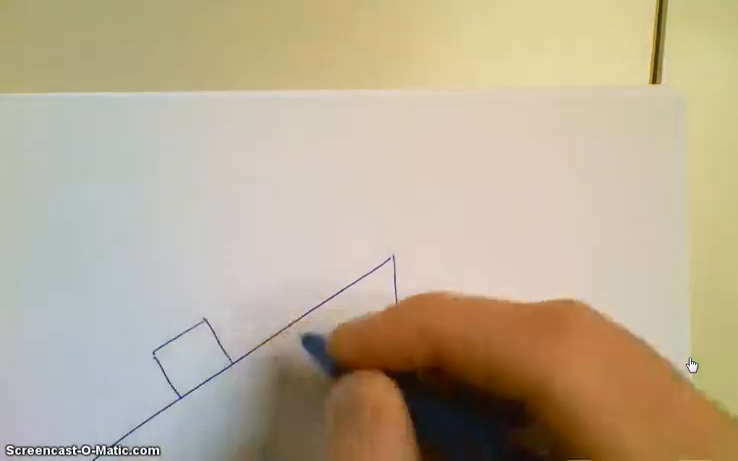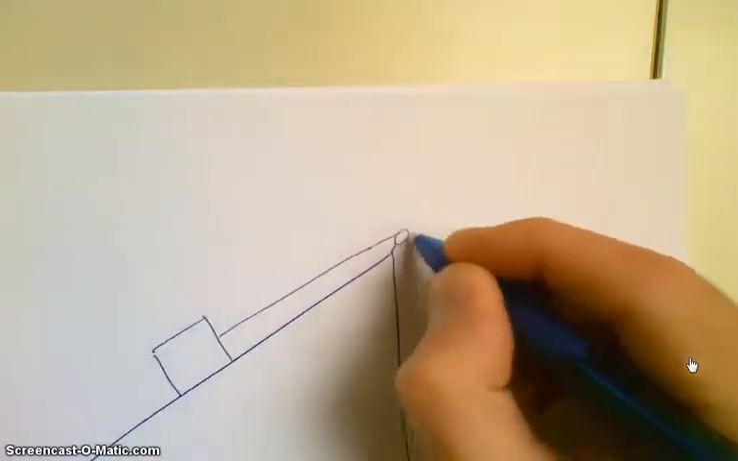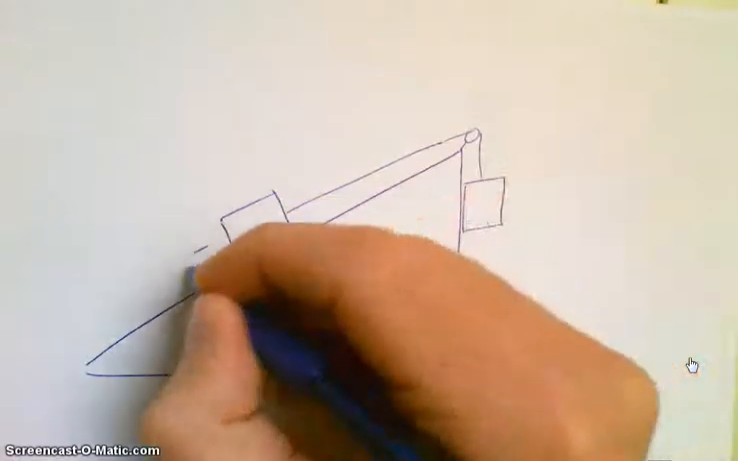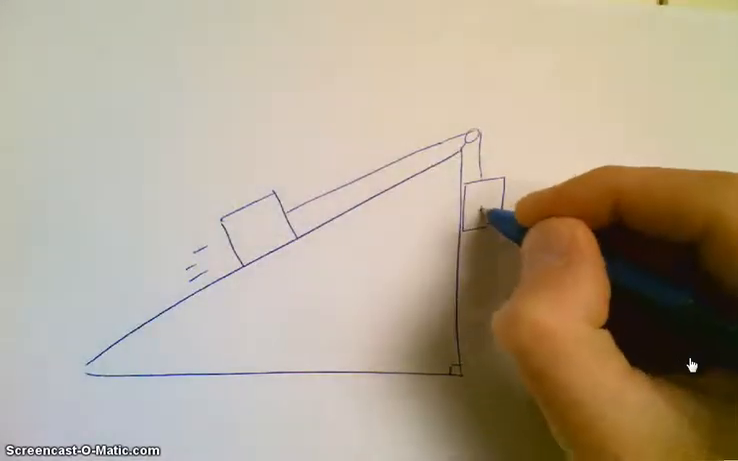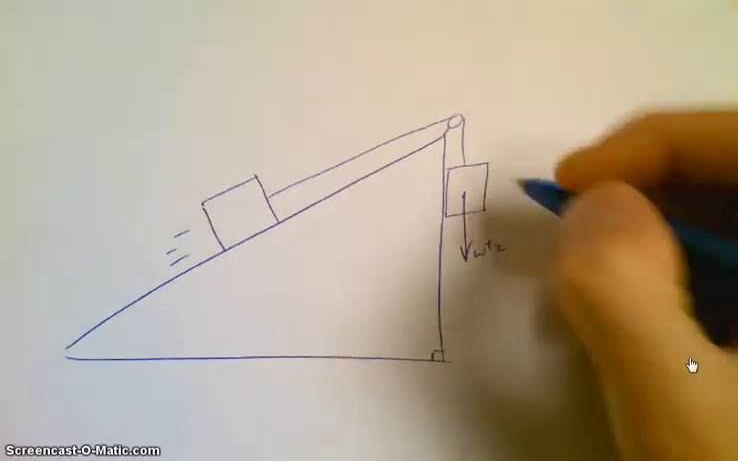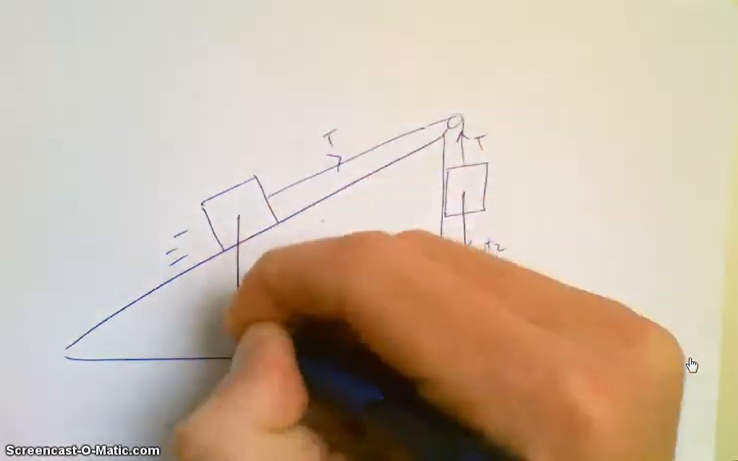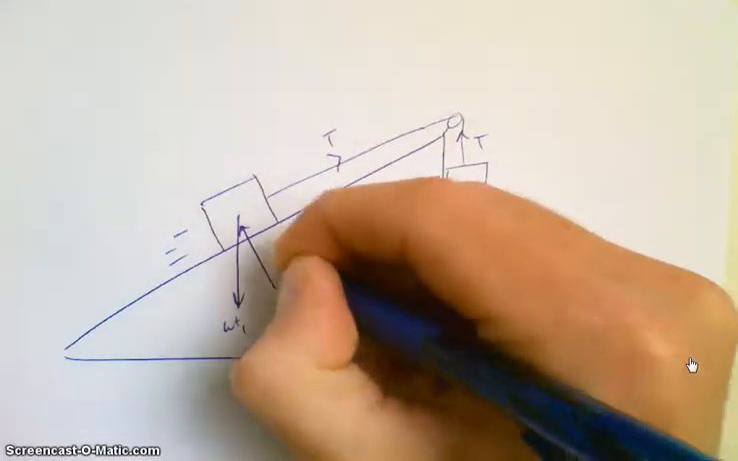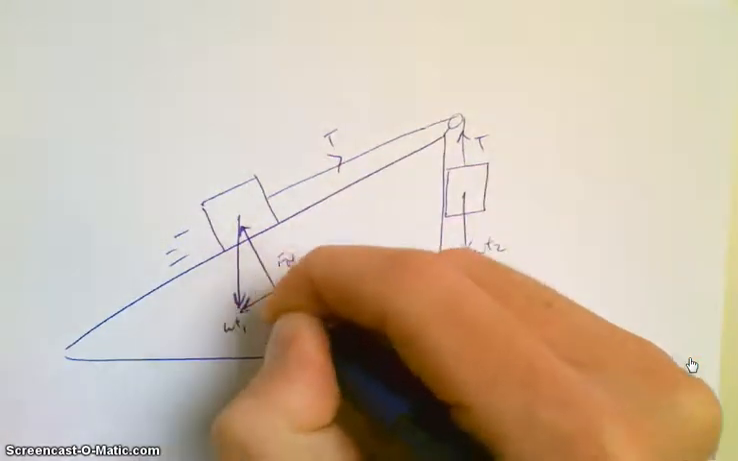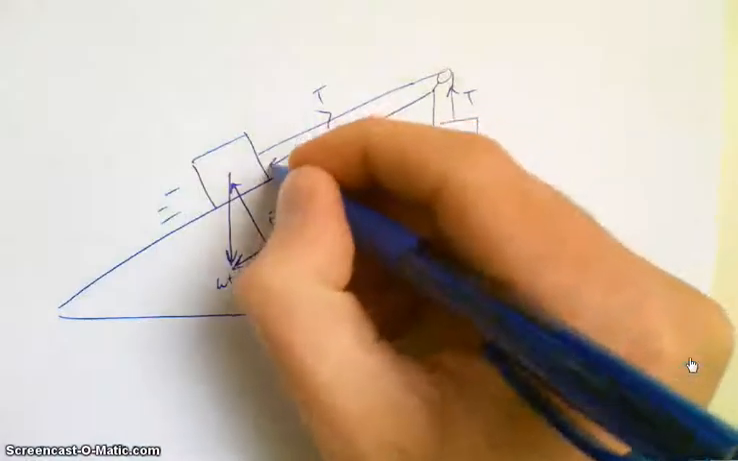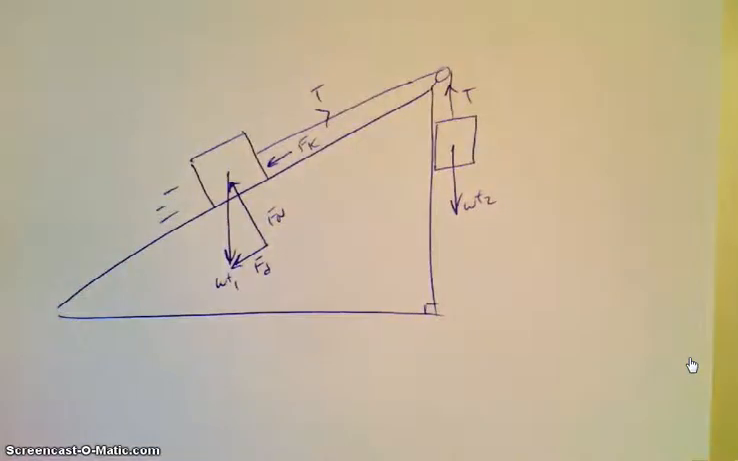What's the difference in number 4? What's going on with our object? Sliding up the ramp, right? Same thing, same setup. This then would be the weight 2. Tension is up here, tension here, weight 1, normal force, Fd. Which way is friction? If it's sliding up, friction is down the ramp.